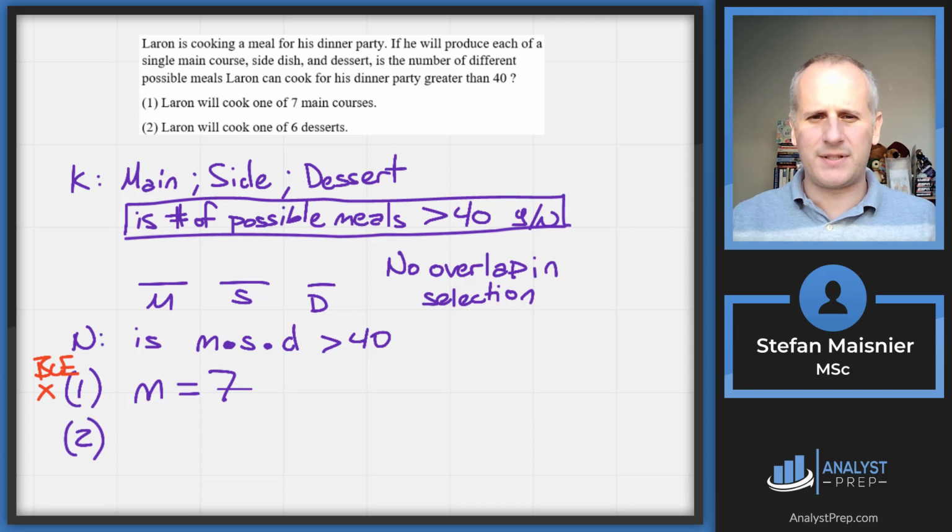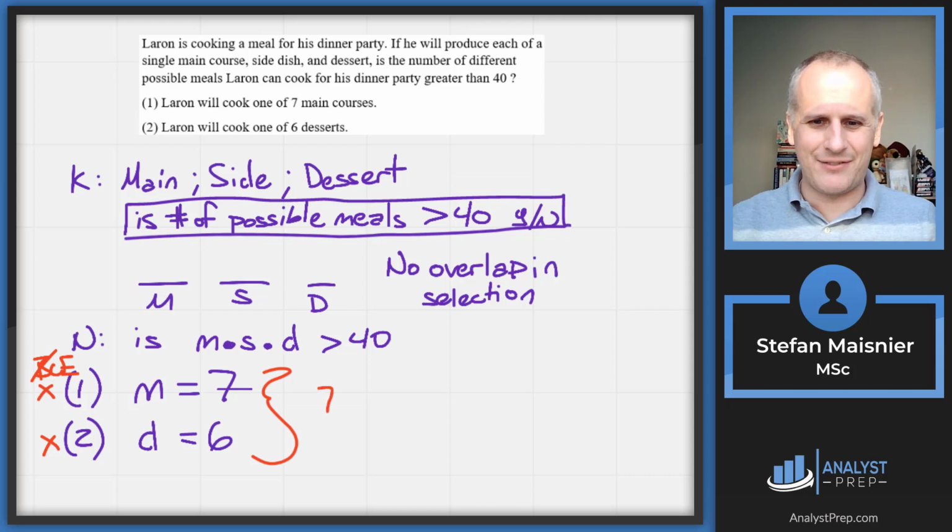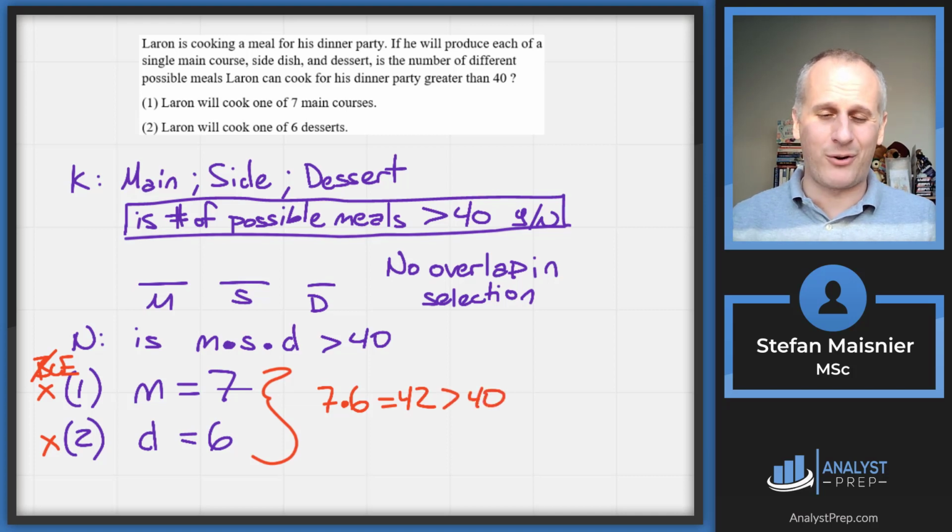Then condition 2 says that Laurent will cook one of 6 desserts. So that means my D is equal to 6. Again, for the same reasons M alone wasn't sufficient, neither will D alone be sufficient. So that's out. But when we combine the two, now we know that we're going to have to multiply 7 times 6. That's going to be equal to 42. And 42 is, of course, greater than 40. No matter what the number of sides is, we've already come to the solution that it is going to be a greater number of possible meals, simply because the mains times the desserts is 42. So this would be sufficient, and our answer is choice C.